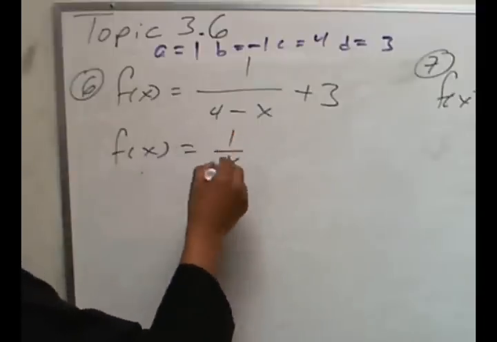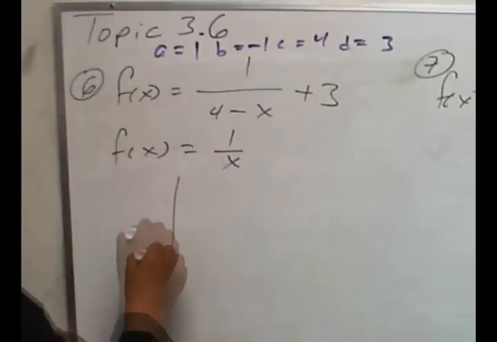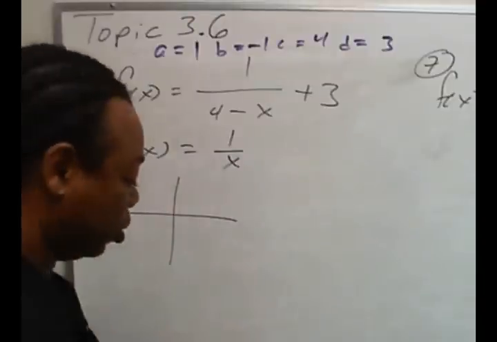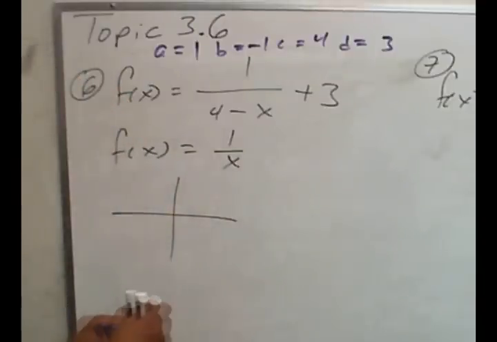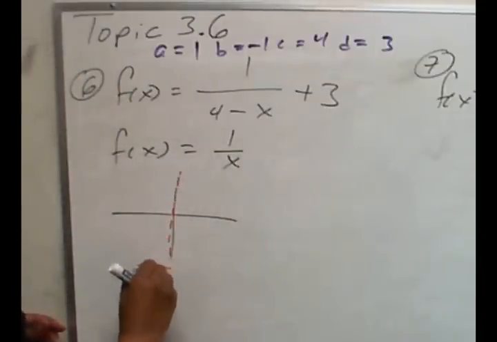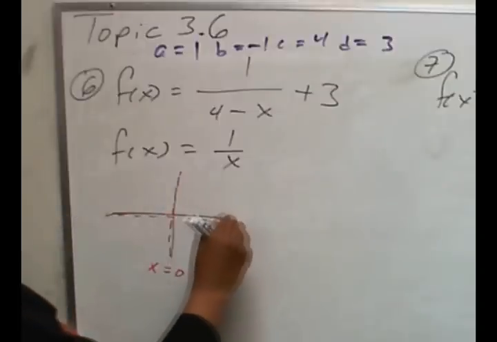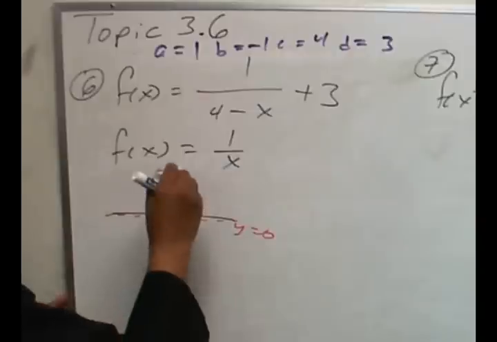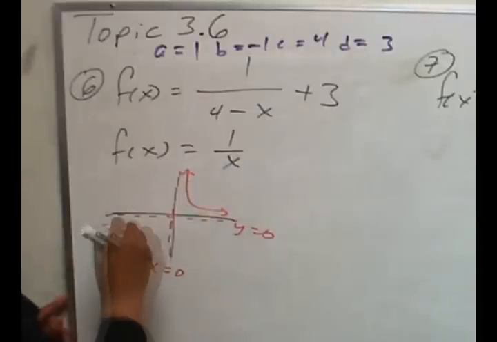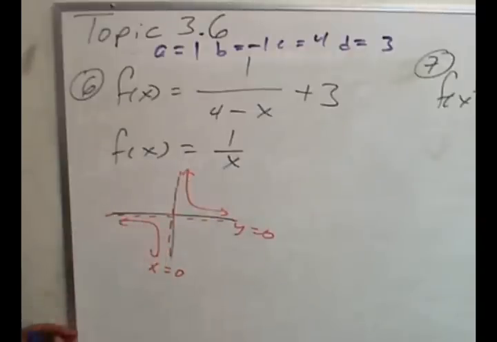So step 1, remove all parameters, and we get 1 over x. The graph of 1 over x has a vertical asymptote of x equals 0, a horizontal asymptote of y equals 0, and the graphs are in the first and third quadrants.